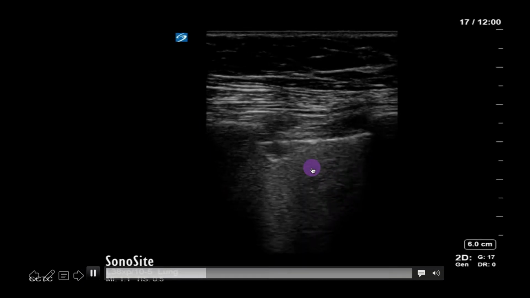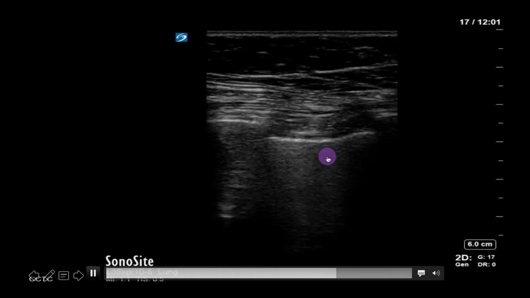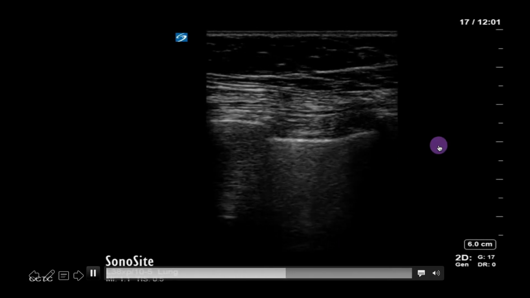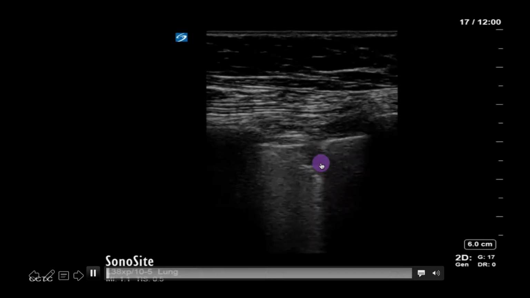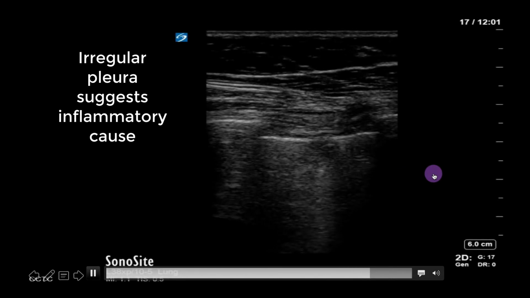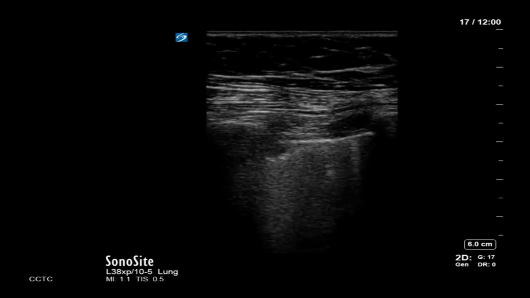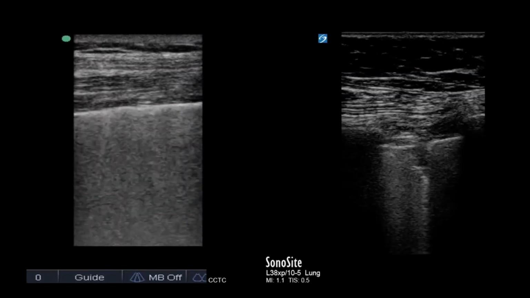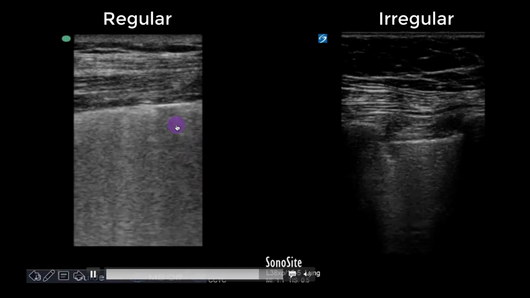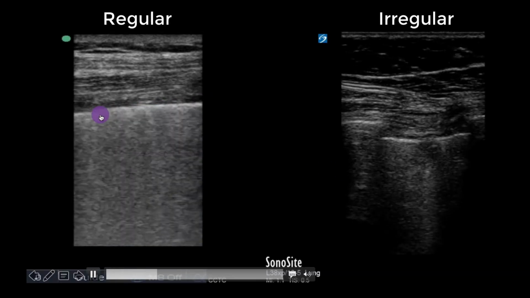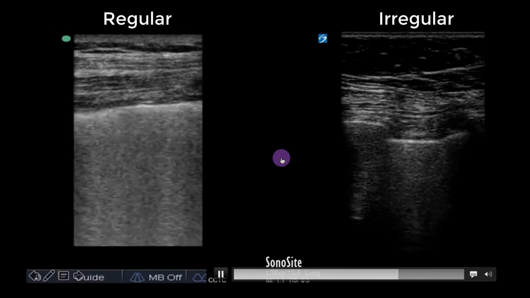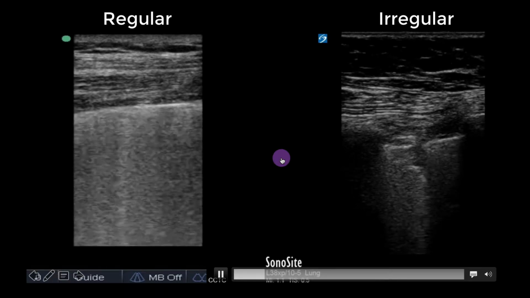Again, here are B lines with an irregular, jagged pleura in a patient with ARDS, this time imaged with a linear probe. If the pleura looks like this, inflammatory conditions such as ARDS, pneumonia, or inflammatory interstitial lung disease should be higher on your differential diagnosis. Here they are side by side, with the regular, thin, non-inflammatory pleura on the left and the irregular, jagged, inflammatory pleura appearing on the right.